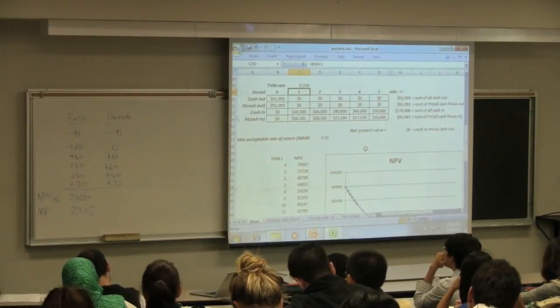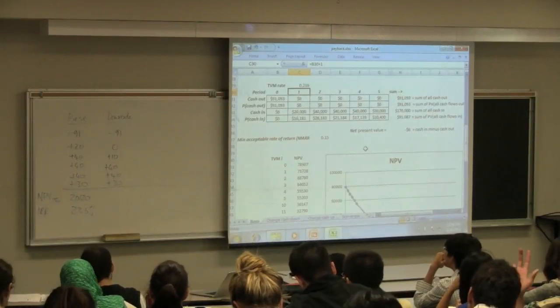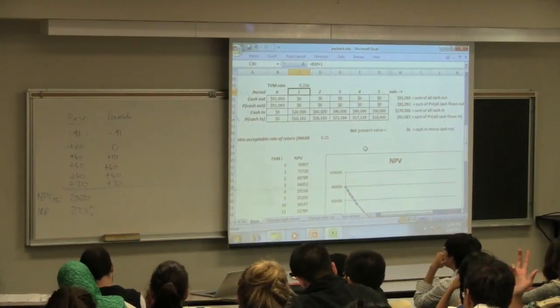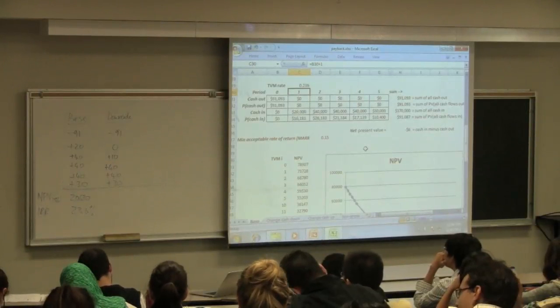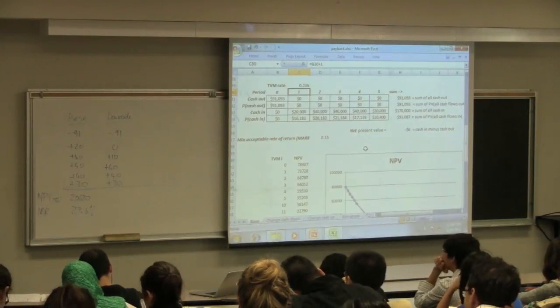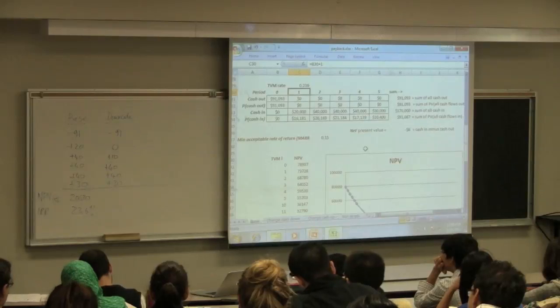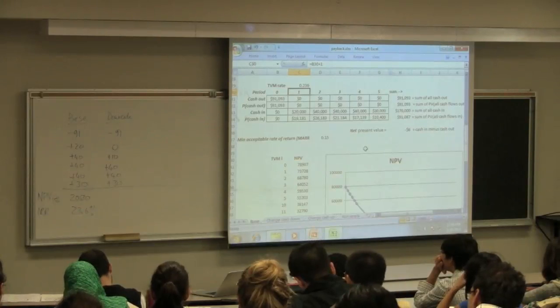Question, what's going to be the IRR for that project? What is the rate of return? Firstly, are you going to get a greater rate of return or a lower rate of return? This one's got to be intuitive. Lower rate of return.